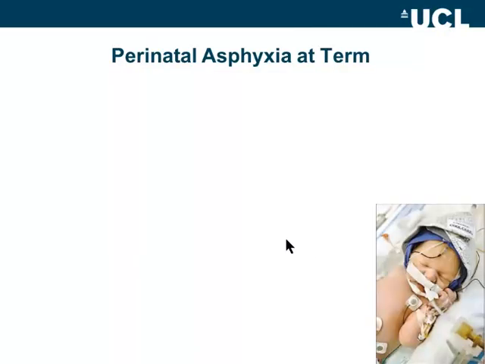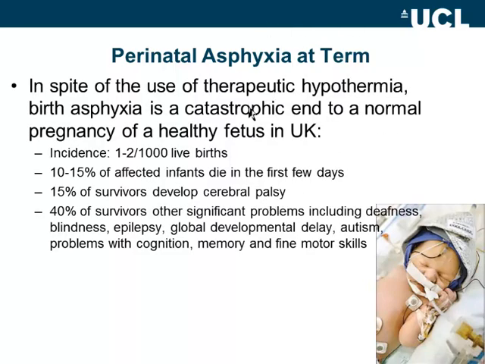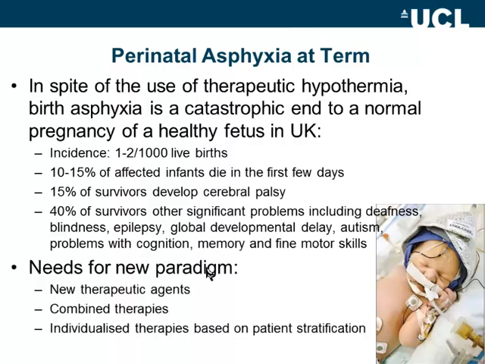Okay, I want to mostly focus now on perinatal asphyxia, or HIE. The clinical problem that we heard about already is that, in spite of therapeutic hypothermia, it's still a big problem. If you look at the survivors, there's still a large number of infants that will die in the first day in spite of aggressive treatment. Many will develop CP, and 40% can have very significant problems, including deafness, blindness, epilepsy, you name it. So there's a need for a new paradigm in general.